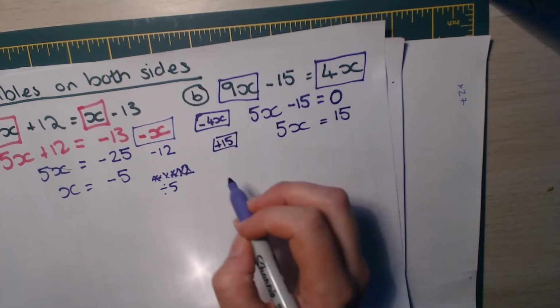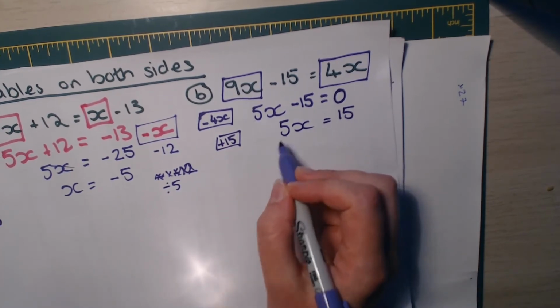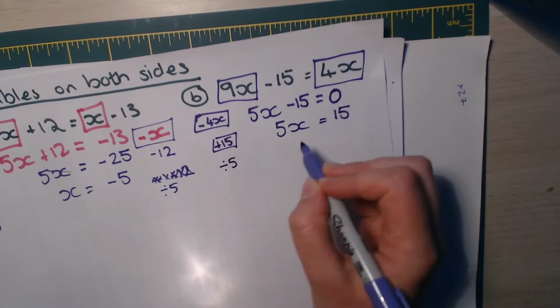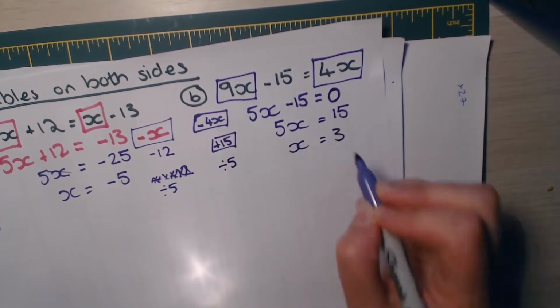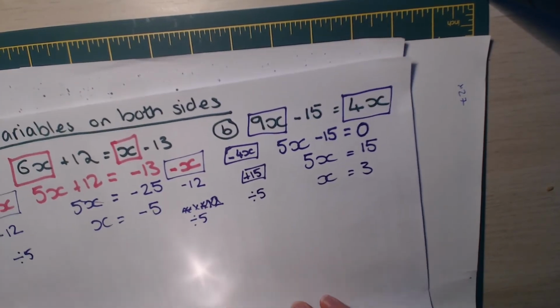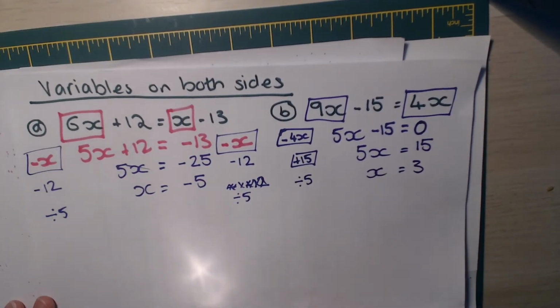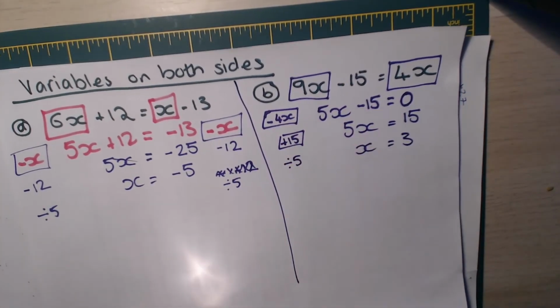And then the last one, the inverse of multiply by 5 is to divide by 5. So we get x equals 15 divided by 5, which is 3. Okay, so that's the first one of those. Well, there's 2 there, the first 2 of those.